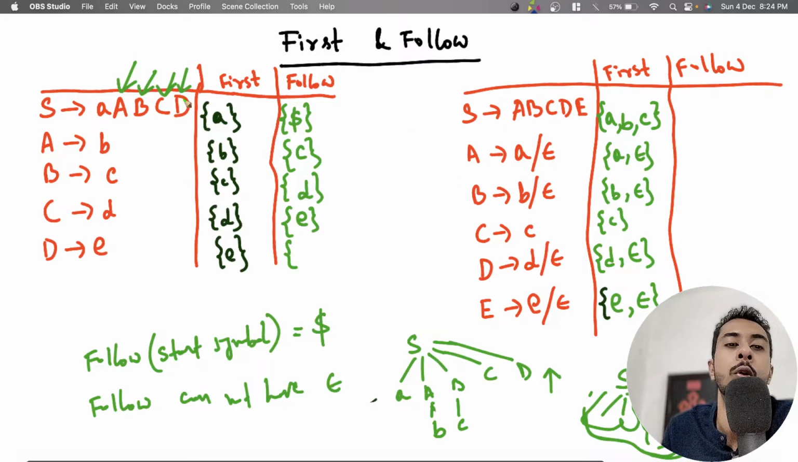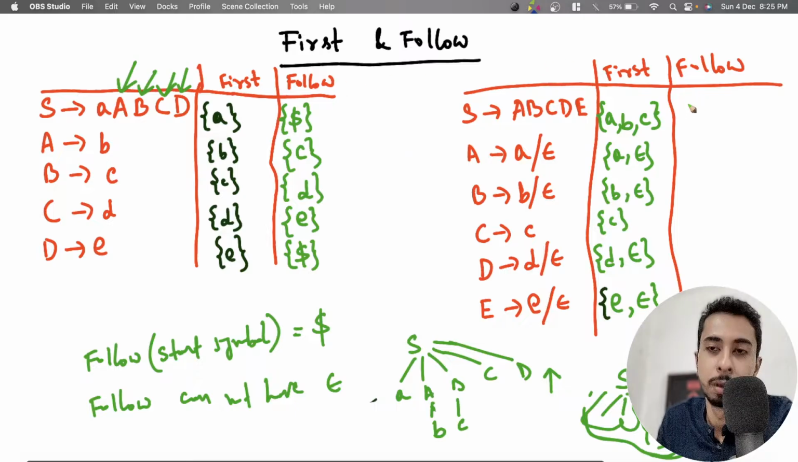So here, follow of D is follow of S, which is dollar. If you're confused, you can check the next example. So here you see where S is occurring on the right hand side, it is not occurring anywhere. So it is simply dollar. Done. So what is follow of capital A?